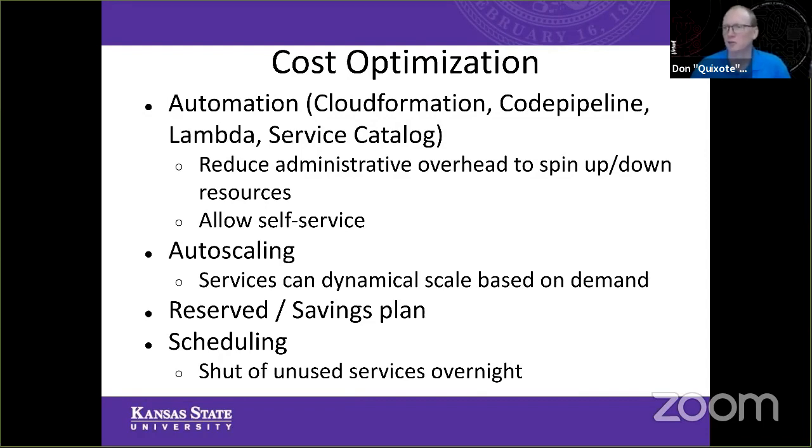So to do that cost optimization, first thing is automate stuff. You know, if you're doing stuff manually, you're much more likely to make errors. Automation reduces administrative overhead, spins up and down resources, gives you time to go check on things. CodePipeline, CloudFormation, Lambda, Service Catalog will help that. Also allows self-service, so your devs can spin up their own stuff, but still keep it constrained, and let your admins go do other stuff like check and make sure that everything's going okay.